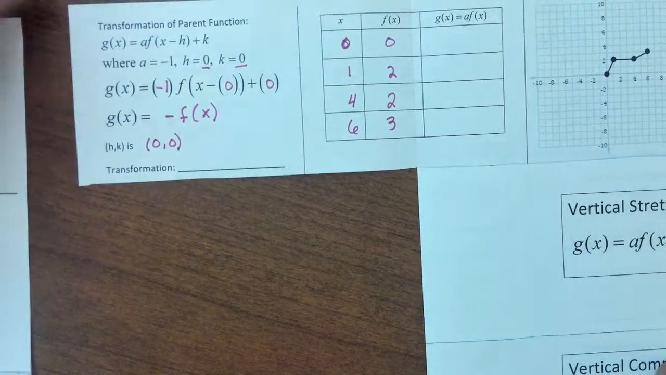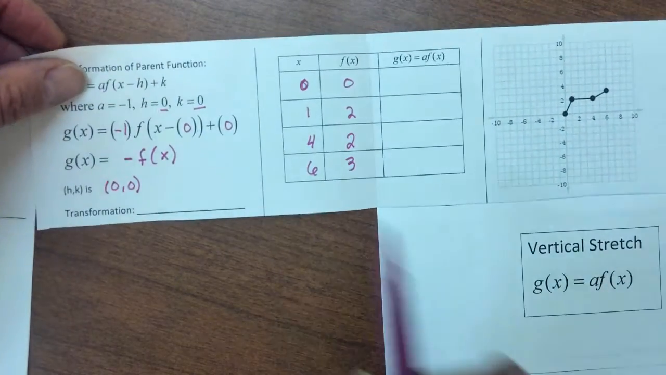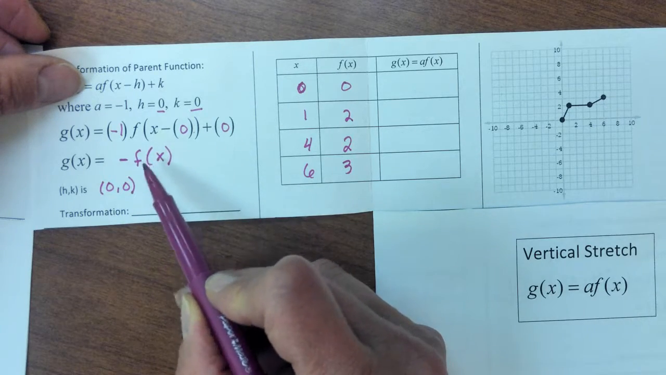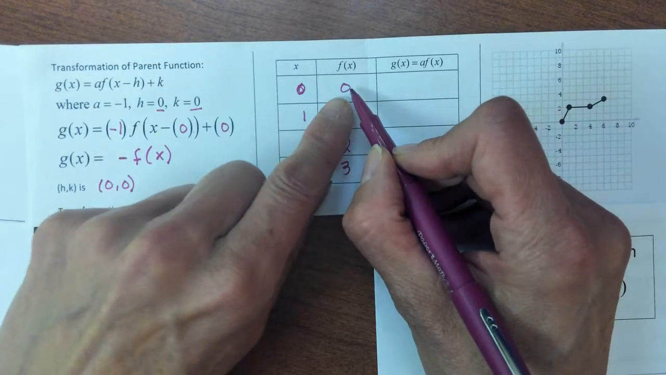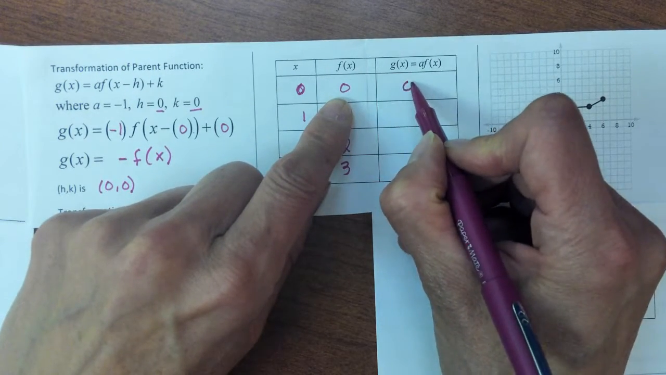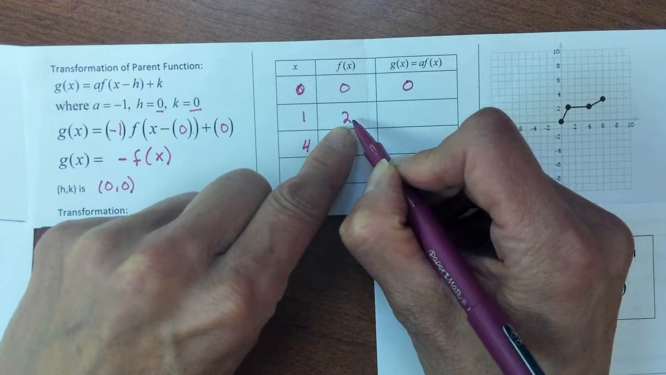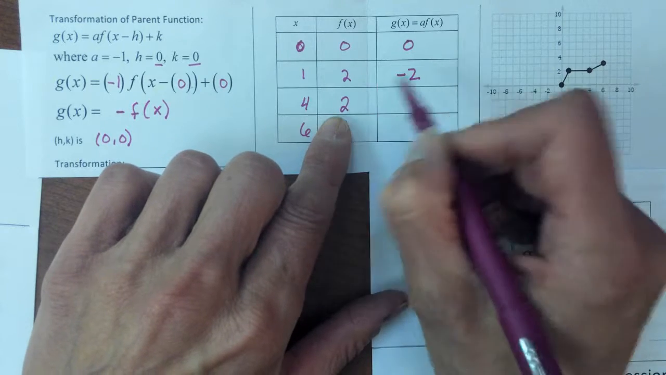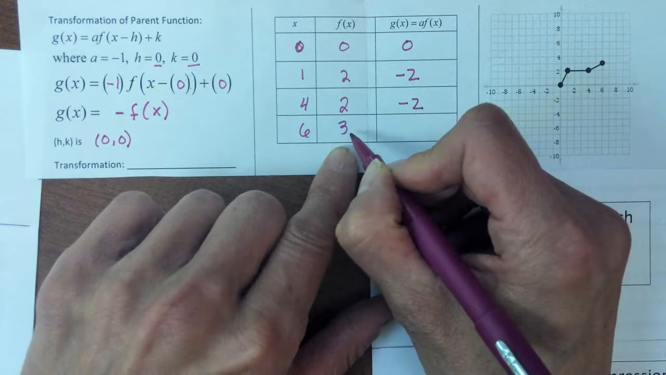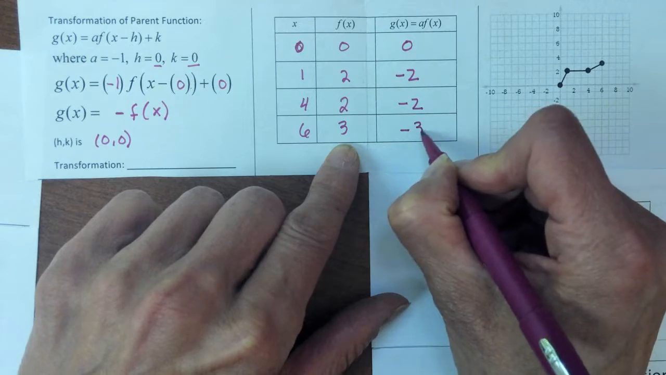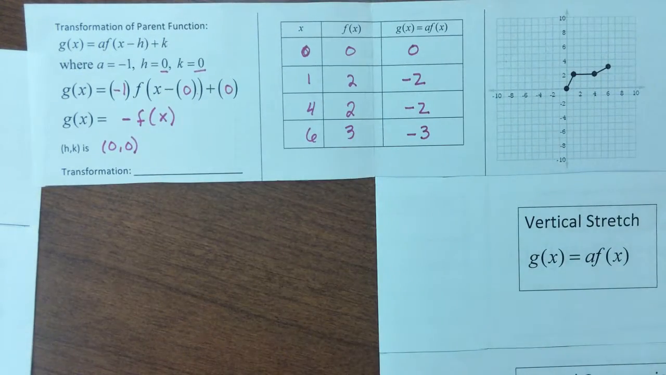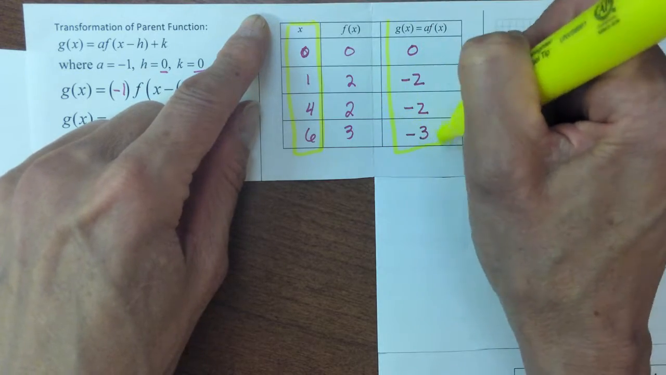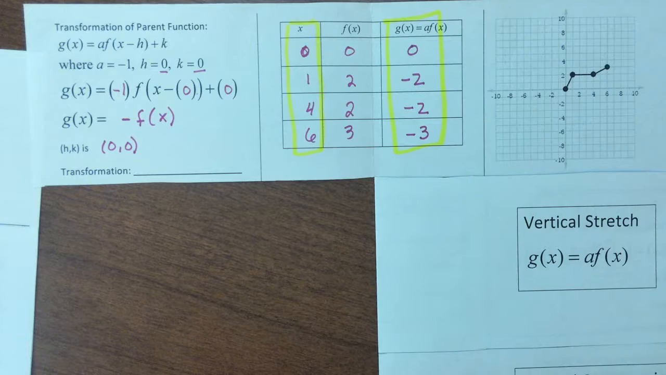So let's talk about transformations that happen. What's happening here? I'm multiplying -1 to the value of my y. So if I multiply -1 to 0, I get 0. If I multiply -1 to 2, I get -2. If I multiply -1 to 2, I get -2. And if I multiply -1 to 3, I get -3. So the values I'm now looking at for my coordinates, that's my x, and that's my new y.